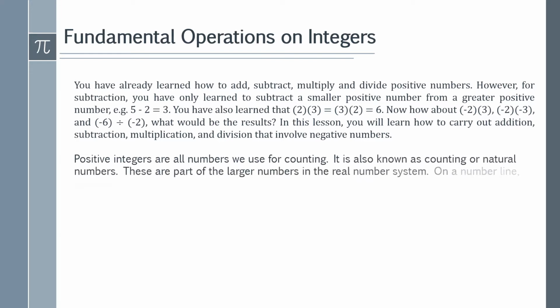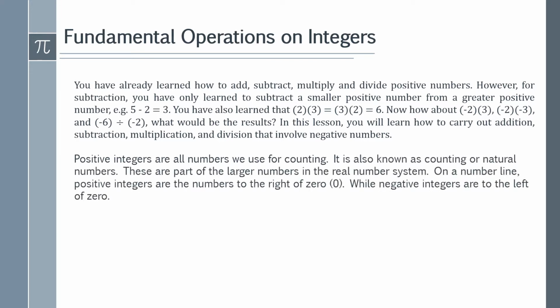So, positive integers are all numbers we use for counting, right? It is also known as counting or natural numbers. These are part of the larger number in the real number system. On a number line, positive integers are the numbers to the right of 0, meaning from 0 going to your right, all of those numbers are positive, while negative integers are to the left of 0, meaning 0 going to the left side of the number line, all those are negative numbers.